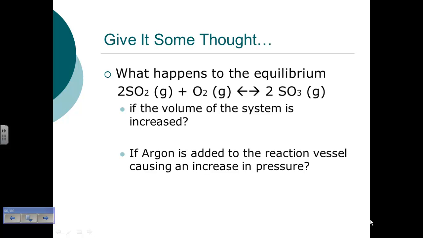If volume is increased, what are they really telling you the stress is? What happens to pressure if you increase volume? We know Boyle's law, P and V are inversely related. Increasing volume, oh, that's the same as saying dropping the pressure. If I drop the pressure, that's the stress. The stress is low pressure, so the system wants to do the opposite. The opposite of dropping pressure is to make more pressure. Which side of the arrow? Would you point at left or would you point right to make more pressure?